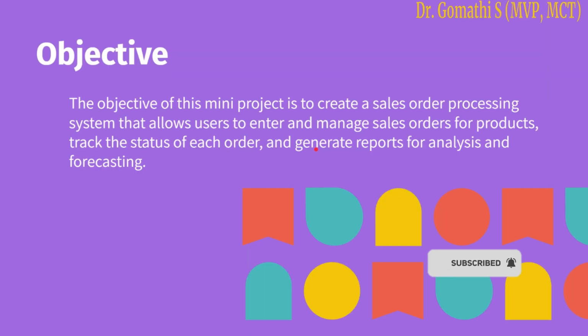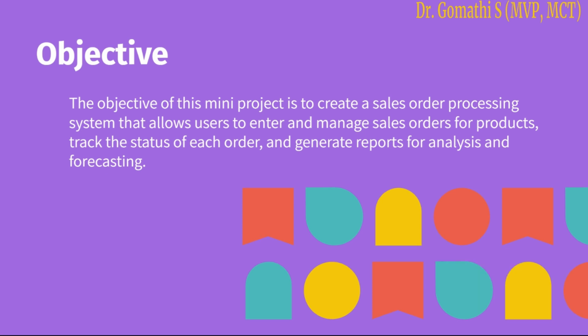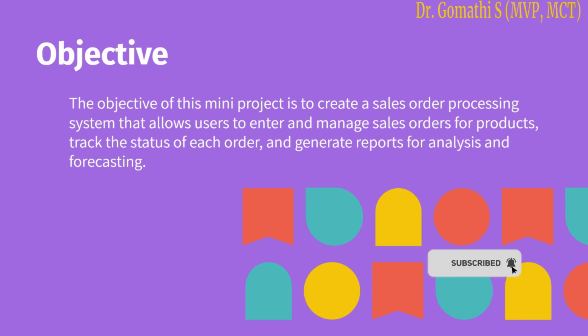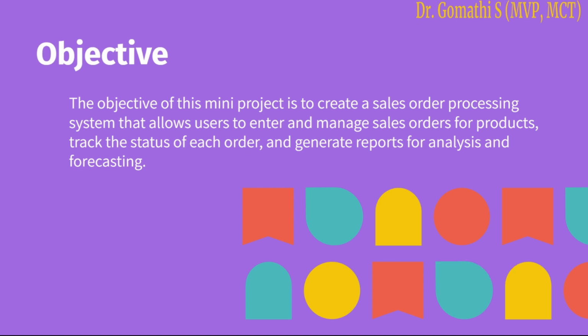So the objective of this project, okay, this project's main objective is to create a complete sales order processing system that can handle sales orders, customer information, and inventory management. It allows you to enter and manage sales orders for the products. We can track the status of each order and generate reports for analyzing and forecasting. So this is the complete idea behind this.